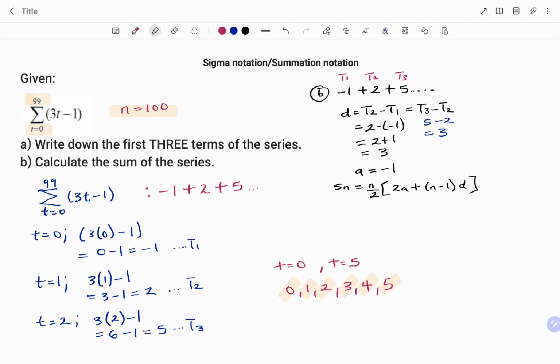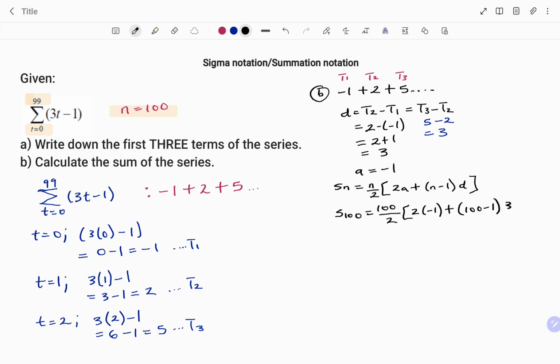So going back to our sum, it is important to note where our lower limit, or the value of our t or whatever the variable used, is starting from. So putting in the parameters, I have S100 equals 100 over 2 in bracket. Our first term is minus 1, so I have 2 multiplying minus 1 plus 100 minus 1, a common difference 3, close bracket.